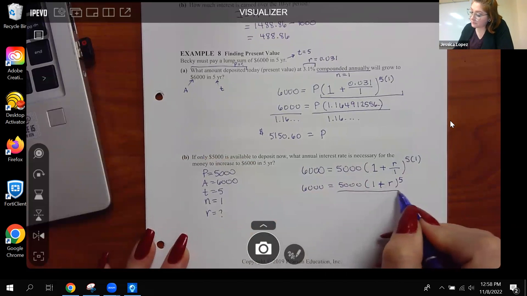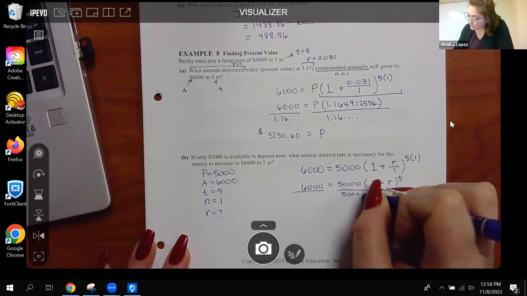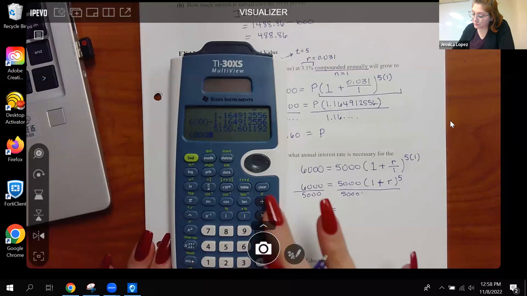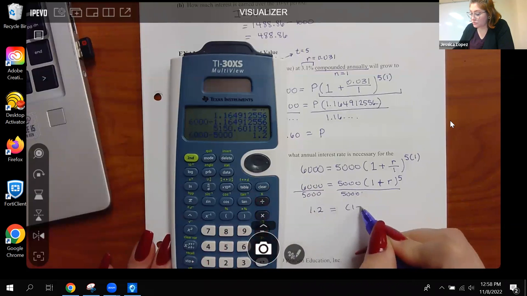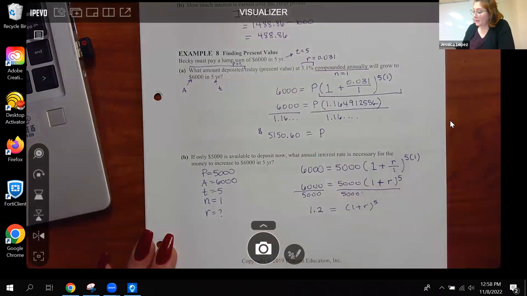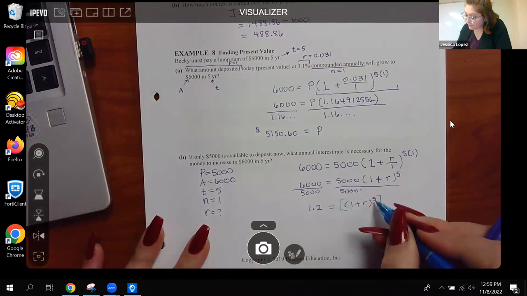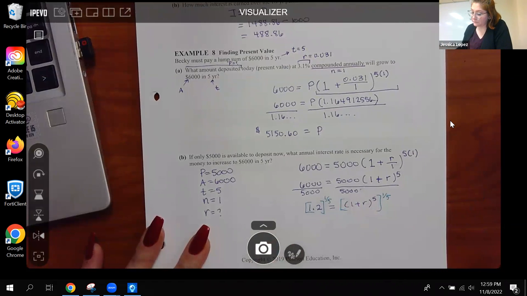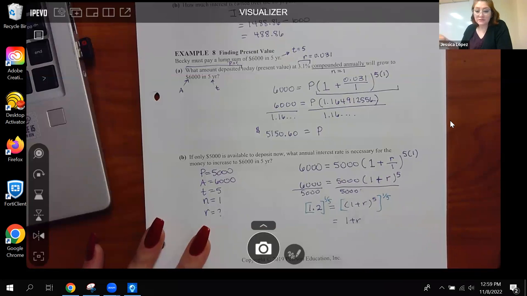So let's do the first step, which is to divide by 5,000. I think that's 1.2, but let me make sure because my brain does weird stuff sometimes. Yes, 1.2. These would cancel. So I'd just have this. And then we talked about how to get rid of those, right? In order to get rid of powers, you apply the reciprocal power. So instead of 5, it'd be 1/5. And whatever I do over there, I have to do the same over here. So that will undo the exponent. It'll give me an exponent of 1. But if I have an exponent of 1, I don't even need the parentheses anymore.